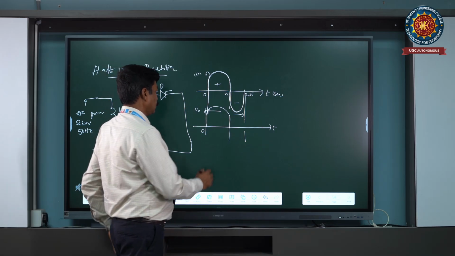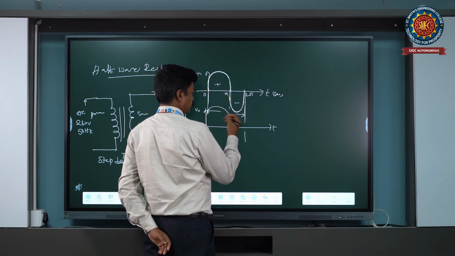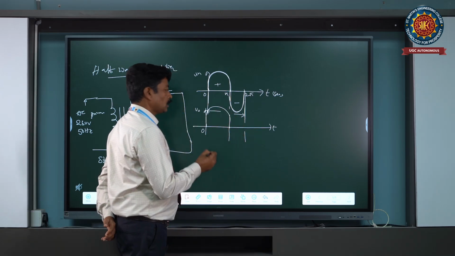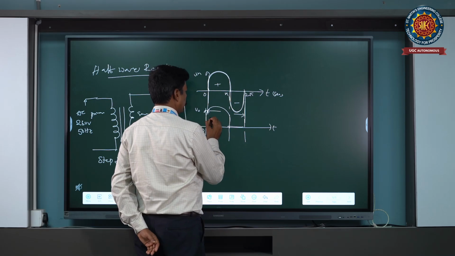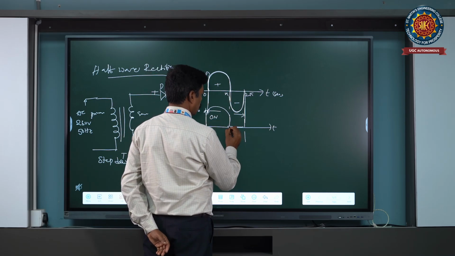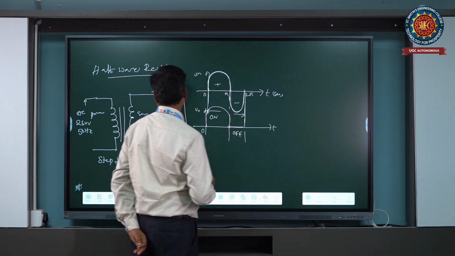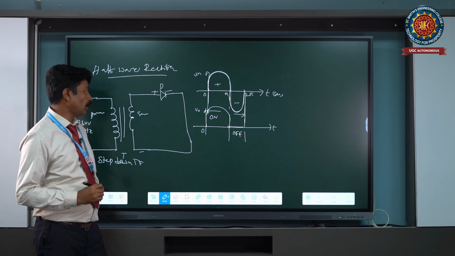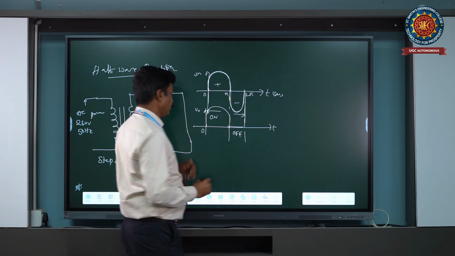You can observe the input and output. In the second half of the cycle, the diode is in the off condition. When the diode is forward biased it is on, and when it is reverse biased the diode is off. This on and off condition is the main important point of the half-wave rectifier, seen in the input and output waveform.